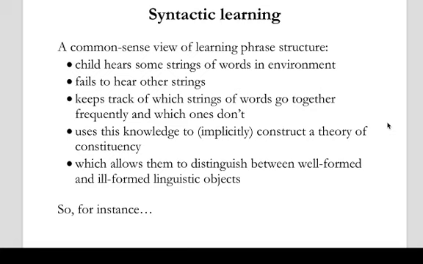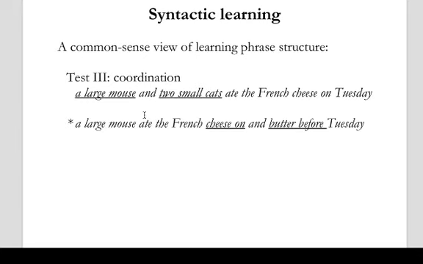So here's a slightly more concrete example of how this could work, although it's still going to be leaving out a bunch of details. But here's the basic idea. How do we get to the point of being adults that know things like this? I'm presuming that nobody in this class, unless you've seen these slides before, has ever considered this particular English sentence with these particular word subsets before. Yet we all instantly sort of get that "a large mouse and two small cats ate the French cheese on Tuesday" is a part of English grammar, while "a large mouse ate the French cheese on and butter before Tuesday" is not a well-formed part of English grammar. So how did we get to be adults who know this?